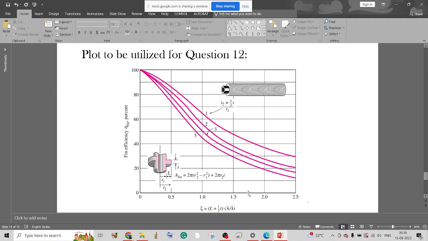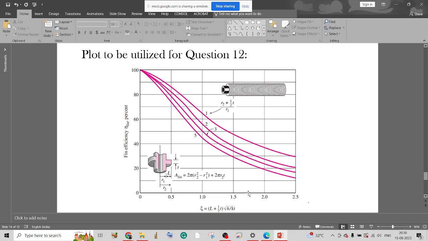Okay. See, here there are two values that you need. First one is R2 plus half T upon R1, right? Calculate that. And then eta is also there, the equation. This equation also you calculate. And from the graph, you can clearly see the efficiency there. Which graph you will follow, you will understand from this.